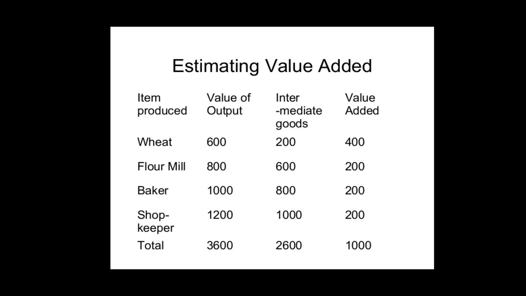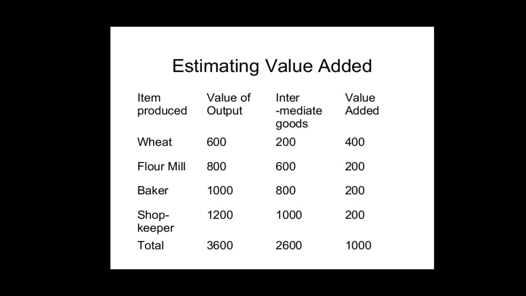For the baker, flour is an intermediate good. The baker manufactures bread from flour and sells the entire bread to the shopkeeper for rupees 1000. The value added by the baker is thus equal to rupees 1000, which is the value of bread, minus rupees 800, which is the value of flour, that is intermediate consumption. Thus, rupees 1000 minus rupees 800, which is equal to rupees 200, is the value added by the baker.